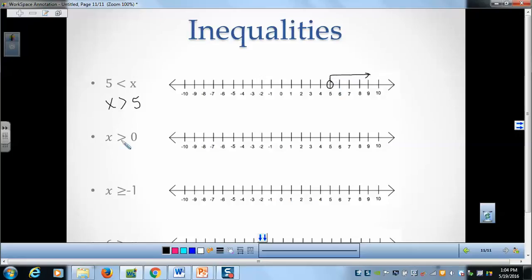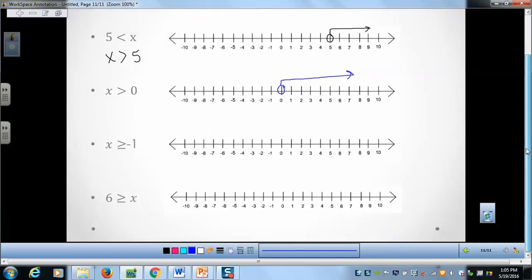Now if we look at our second bullet here, x is greater than 0. So I'm going to go to 0. Greater than would be to the right, so I'm going to shade to the right. x is greater than or equal to -1. So I'm going to go to -1, and since it's greater than or equal to, I'm going to put a solid dot, and all the numbers greater than -1 are to the right.